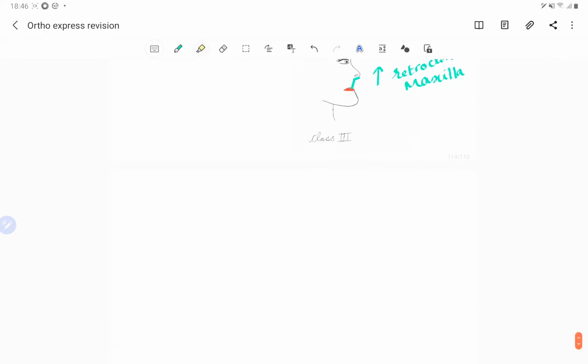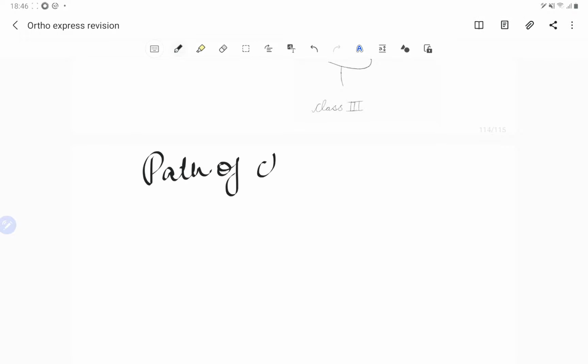So guys, then we have to see in the patient what is the path of closure. So we have to observe the path of closure. Path of closure, my lovely students, is the movement of the mandible. So when the mandible is moving from the rest to the habitual occlusion position.